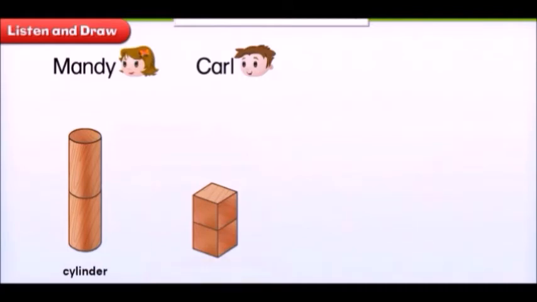Now stack the cubes. What new shape does Carl make? It's a rectangular prism. It has 6 flat surfaces. 2 are squares and 4 are rectangles that aren't squares.